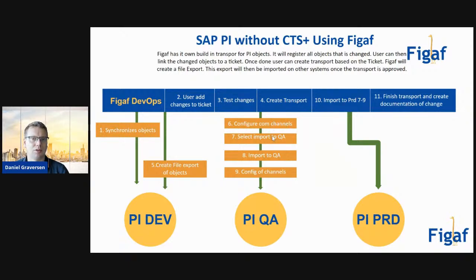It will configure the communication channel. You'd probably select the import to QA. You'll import to QA, and it will configure the communication channels. And then it'll do the same thing for prod, and then you'll finish creating the documentation.